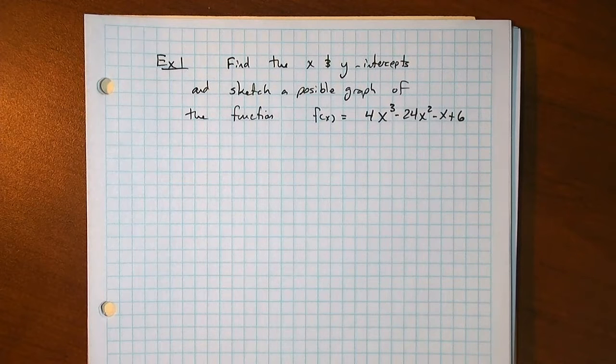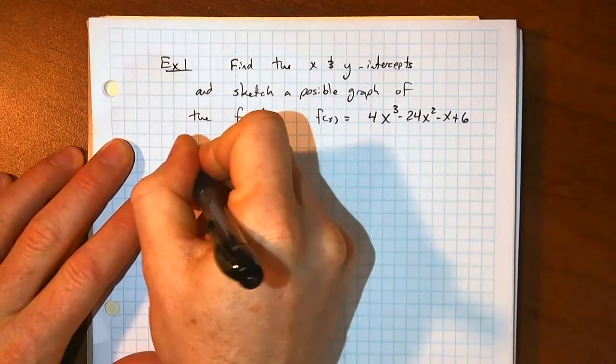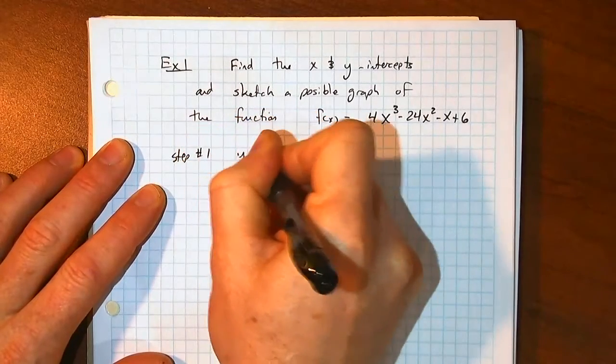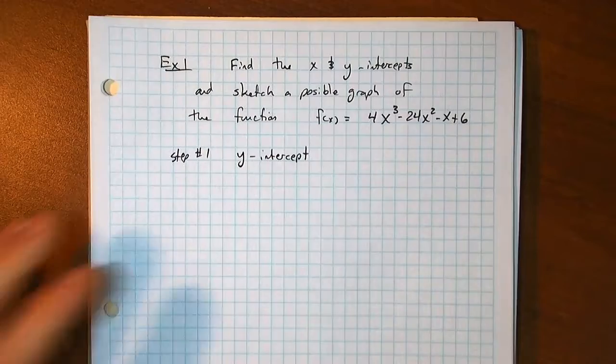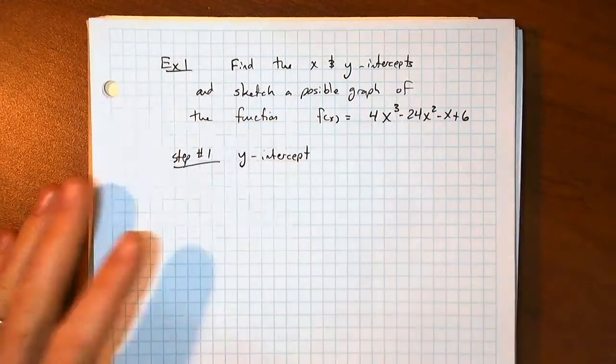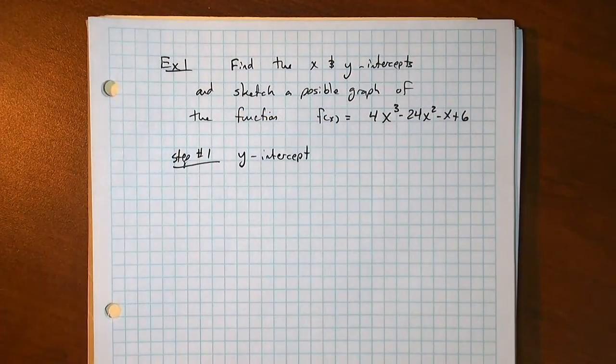Personally, I like to find the y-intercepts first because they tend to be the easiest thing to find. So I'm going to say step number one, let's find the y-intercept. We've said previously, as we've talked about other functions, that every polynomial function will always have exactly one y-intercept. Now, don't misunderstand, there are some functions that don't have y-intercepts, but not polynomials. Whether it's a line, a parabola, a cubic, or other, any polynomial will always have a y-intercept.